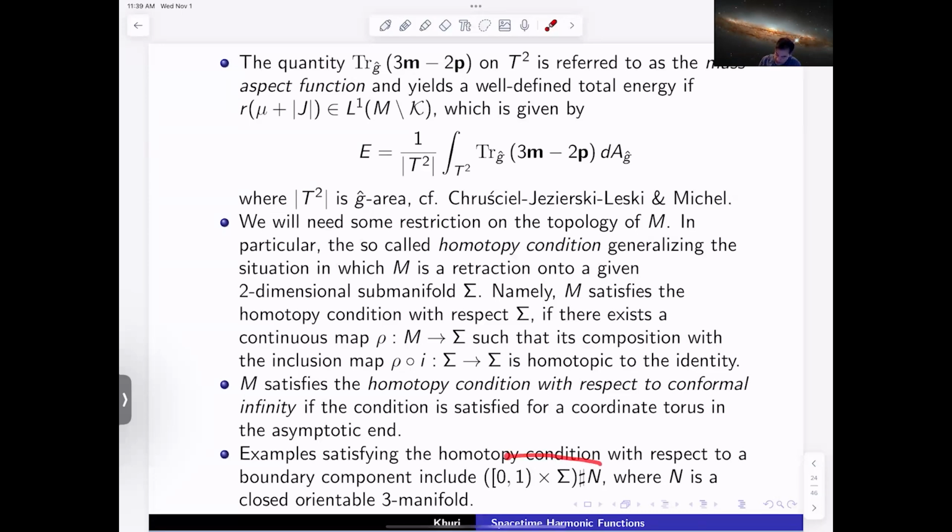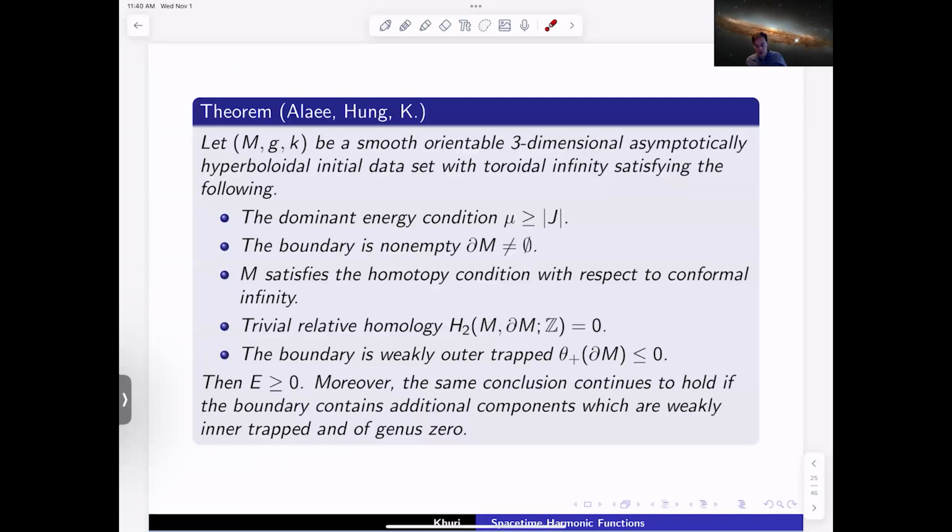So a simple example of a manifold like this, take a connect sum with any closed 3-manifold, and you have some torus band, say. This would be an example where this homotopy condition is satisfied. So we were able to establish a positive mass theorem in this realm for the spacetime case.